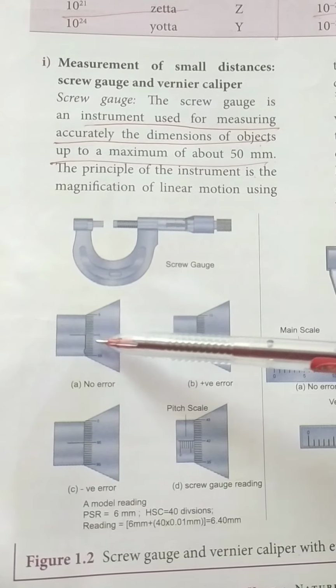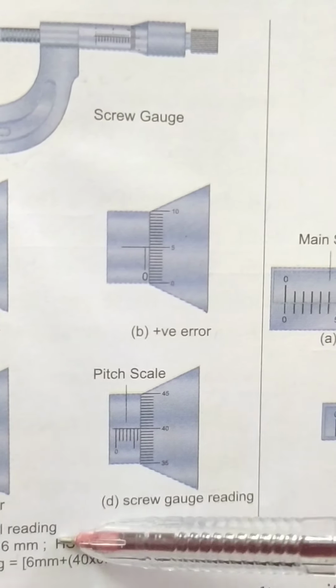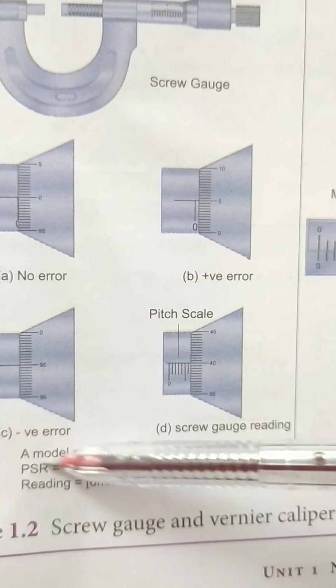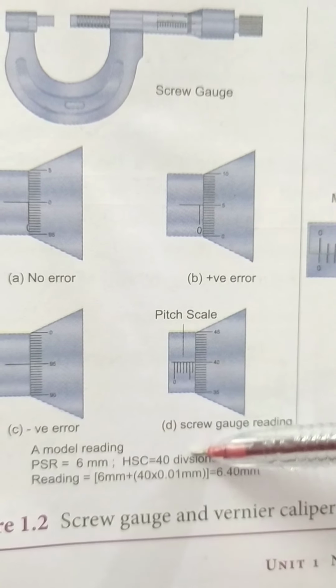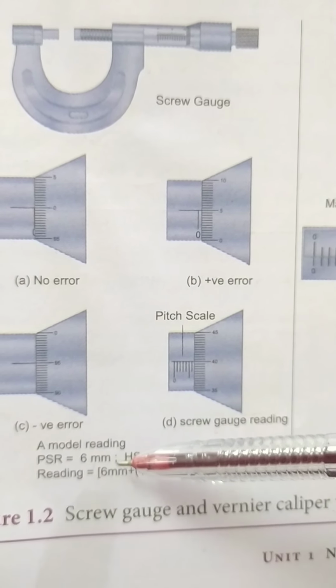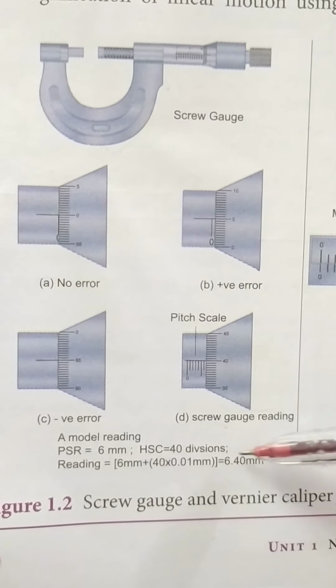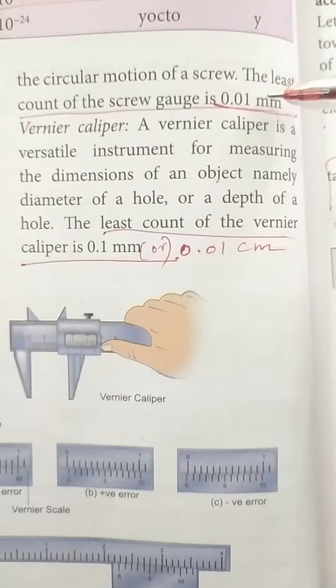And in this screw gauge, how can you find the reading? Here the value of the pitch scale division is 6, so 6 mm. So PSR is equal to 6 mm. HSC is equal to 40 divisions. And the reading you can calculate as 6 mm plus 40 into 0.01 mm, that is 6.40 mm. And here the least count of the screw gauge is 0.01 mm. This is a very important value. You should remember this.